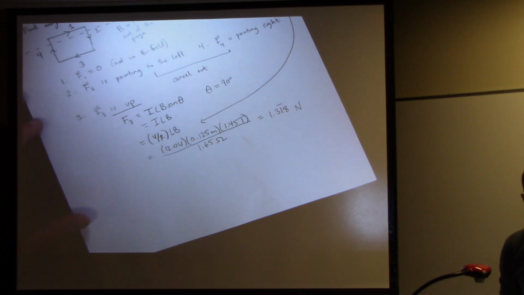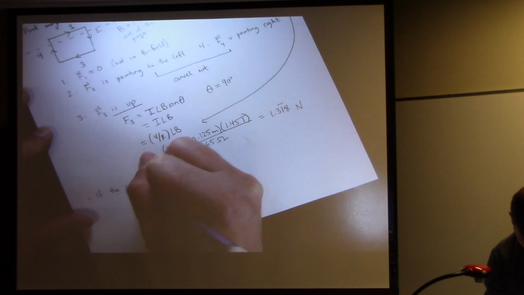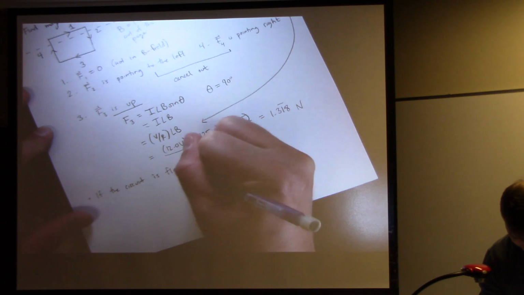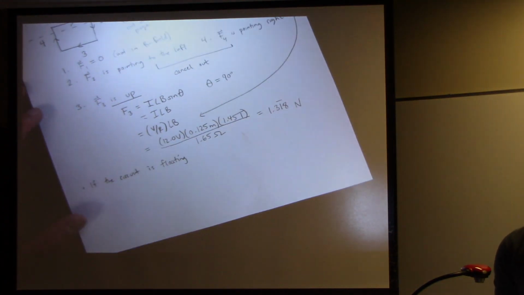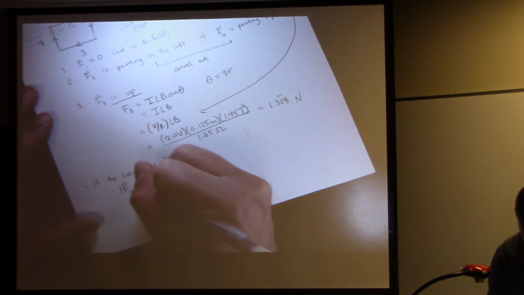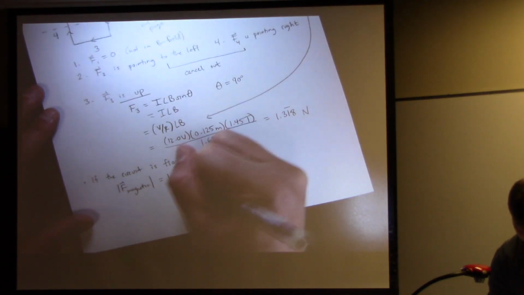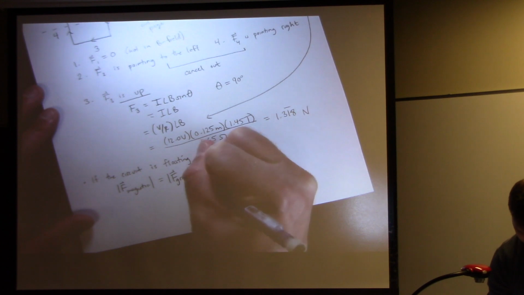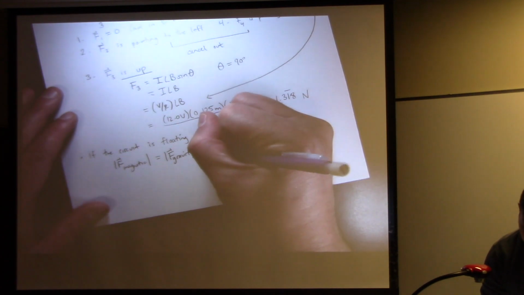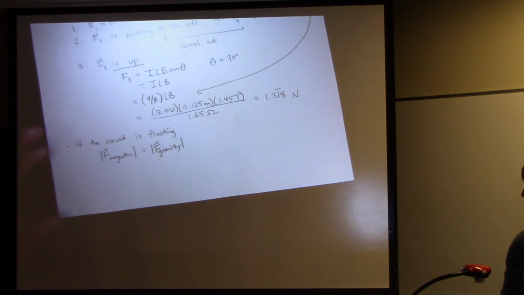Now, we said just a second ago that if the circuit is floating, then we must have a balance of two forces. The magnetic force, which we just calculated, and gravity, which is pulling it down. So the force pushing it up and pulling it down equal each other in terms of magnitude, and what we get is something that's just floating there.